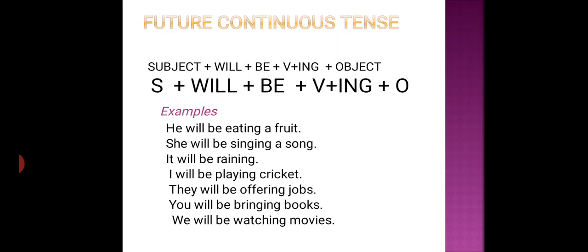Future continuous tense: subject plus will plus be plus V-ing plus object. He will be eating a fruit. She will be singing a song. It will be raining. I will be playing cricket, or I shall be playing cricket. They will be offering jobs. You will be bringing books. We will be watching movies.